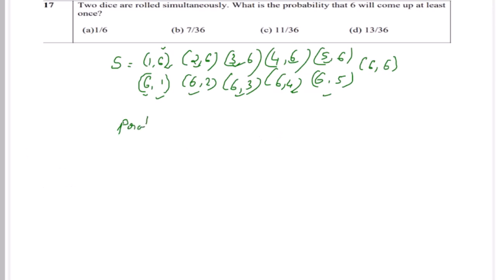Probability is equal to 11 divided by the total sample space, 36. That is, the number of favorable outcomes divided by the total number of outcomes. This is the formula for finding probability. 11 is the number of favorable outcomes. 36 is the total outcomes. So 11 by 36. So we can say that it is option C.